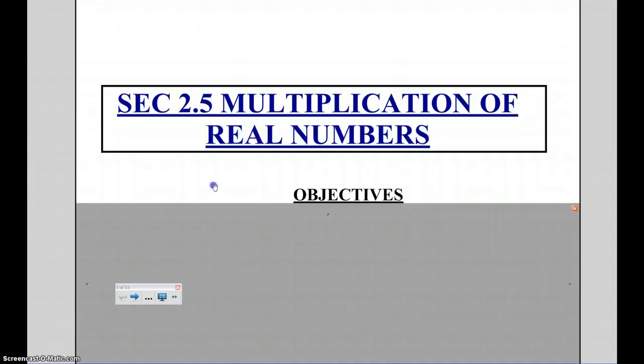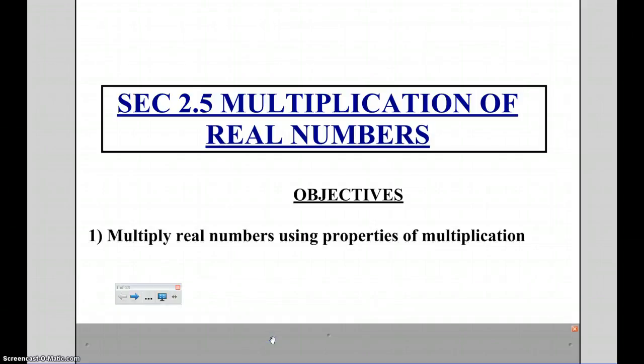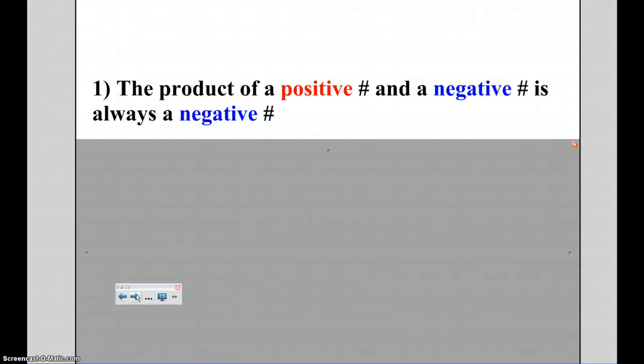Alright, so what we're going to do today is take a look at the multiplication rule of algebra. We're going to talk about multiplying real numbers, and our objective today is going to be multiply real numbers using properties of multiplication. So the first thing that we want to look at is a certain rule in math that we have to abide by from here on out.